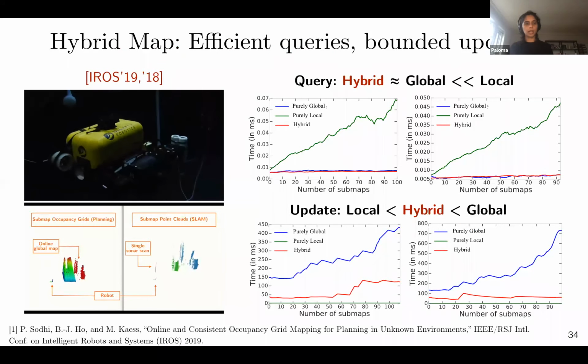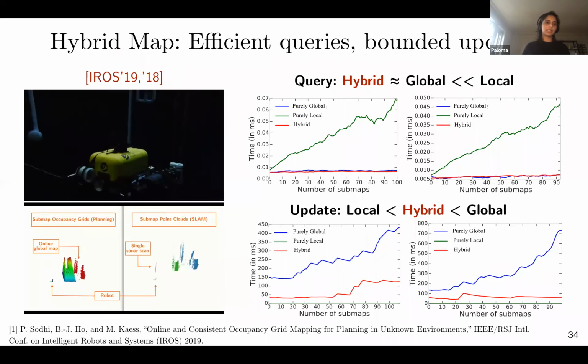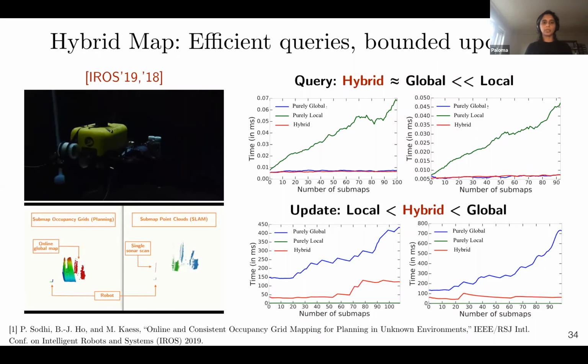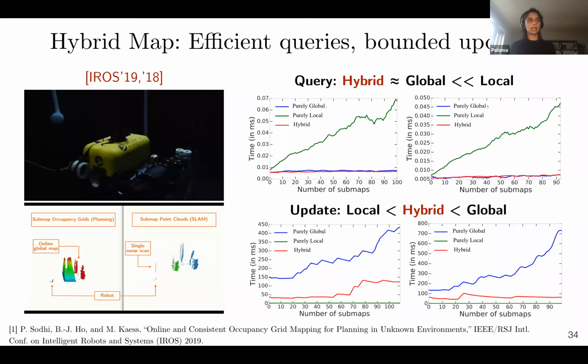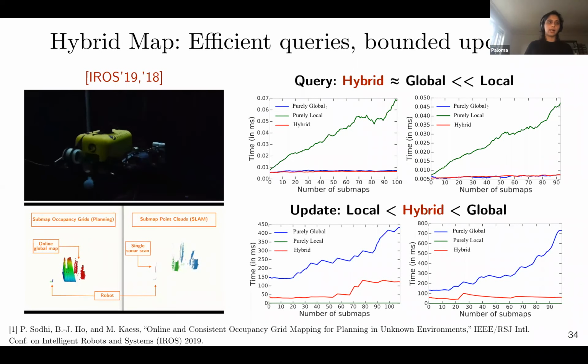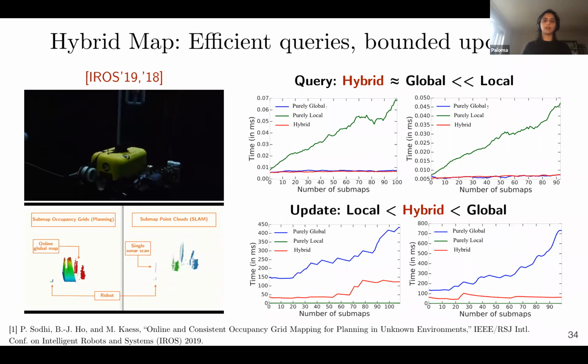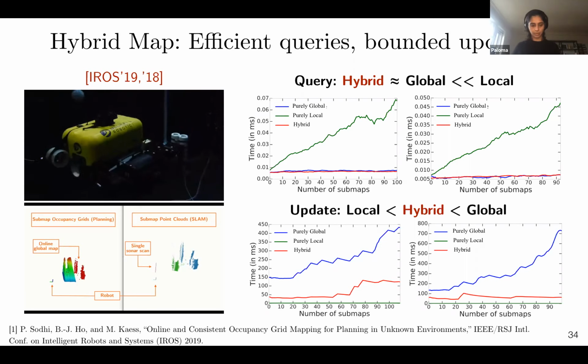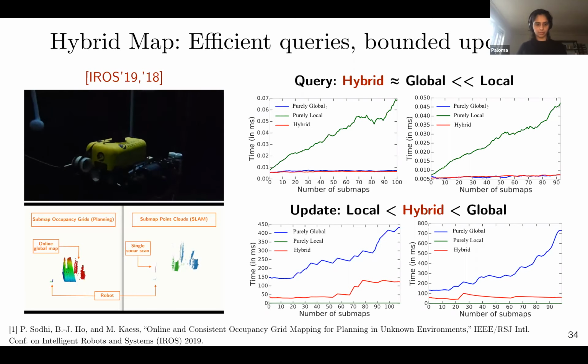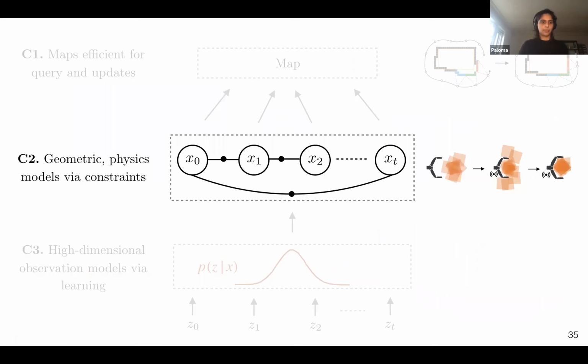And just a quick look at the result. So we evaluated our method on both synthetic and real data collected from an underwater robot that maps with sonar sensors. And the plots on the right show that our hybrid method, as shown in red, has the best trade-off between queries and update times. Okay, so now that we've briefly looked at challenge 1, let's now move on to challenge 2.